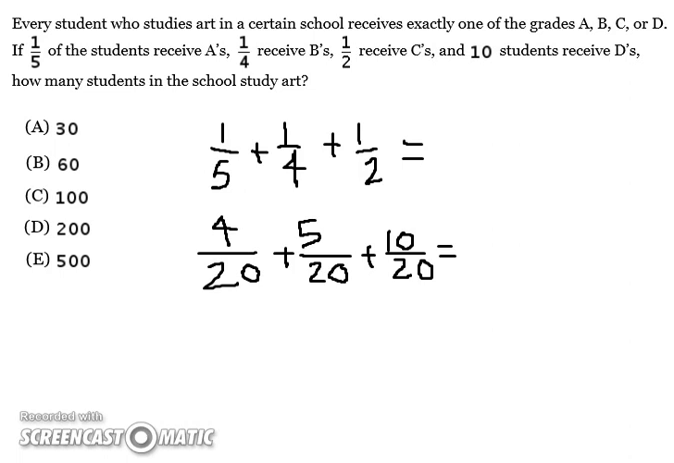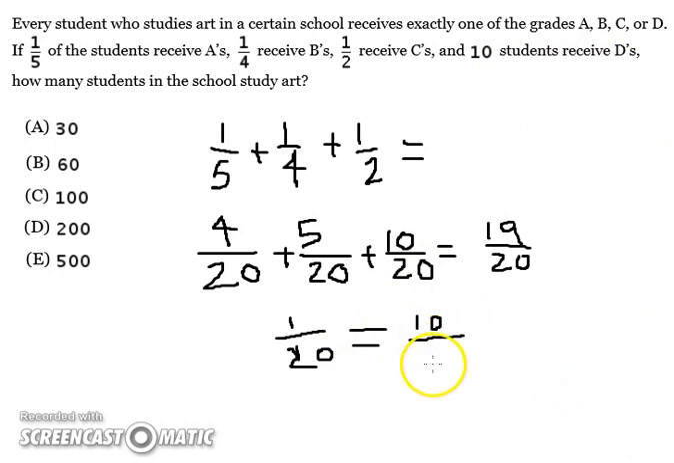So now that we have a common denominator, we'll just add our numerators straight across. That gives you 19/20, which is all the A's, B's, and C's. So that means that 1/20 of the students got D's. And if 1/20 is 10 students, then 1/20 equals 10 out of the total number.